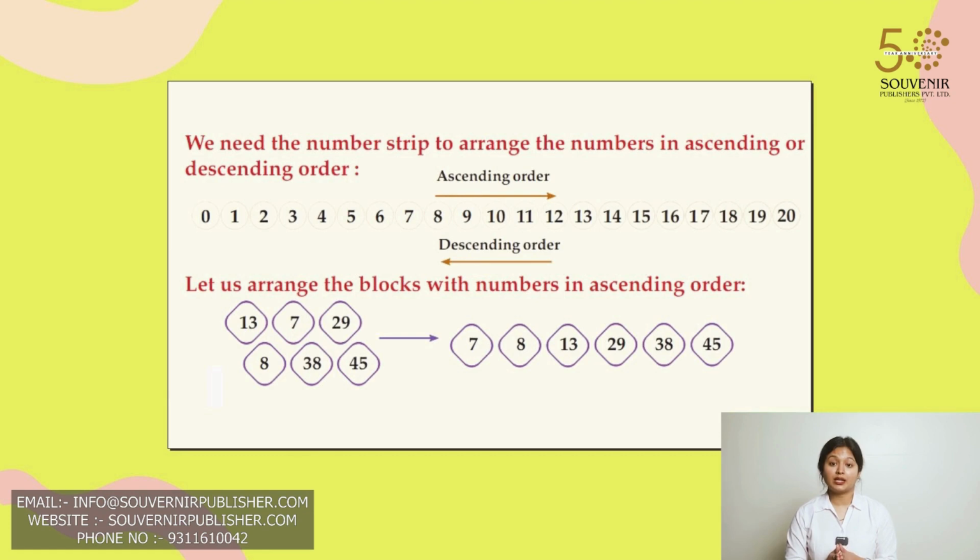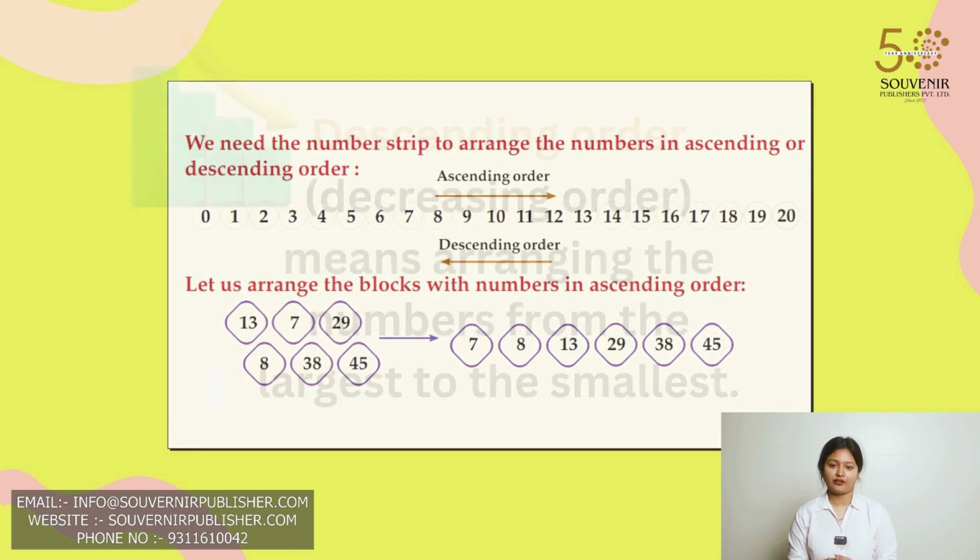We are going to begin by picking the smallest number. So here the smallest number is 7. So we are going to place 7. Then we have the next smaller number, which is 8. Then we'll move to the next one. It will be 13. So how are we going to arrange it? As 7, 8, 13, 29, 38 and 45.